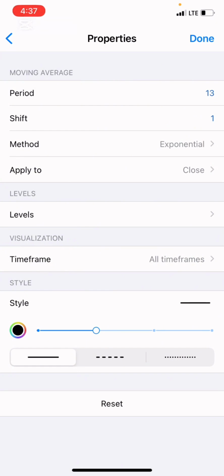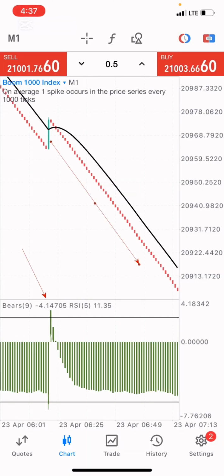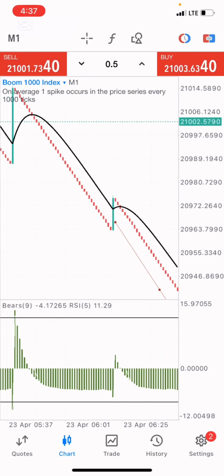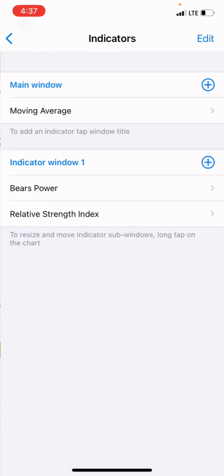You can see I'm using the white background chart to make this video, so my color here is black. I want to make sure it pops on my screen. So you click done when you're done with that, and you have your moving average on your main chart. Okay, the next one would be the BS power.